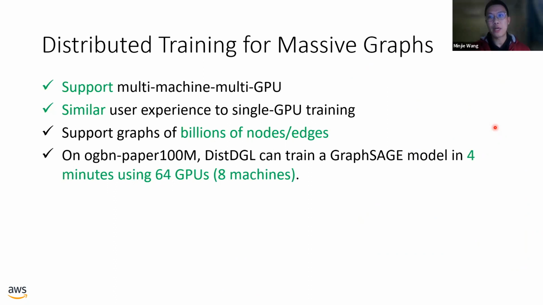Just to give an example of how fast it is to train, for example, a GraphSAGE model on OGB paper 100 million, it only needs about 4 minutes to train that model using 64 GPUs on 8 machines. So it is extremely fast because we did a lot of IO optimization and communication optimization, like asynchronous communication, this kind of low-level system optimization.